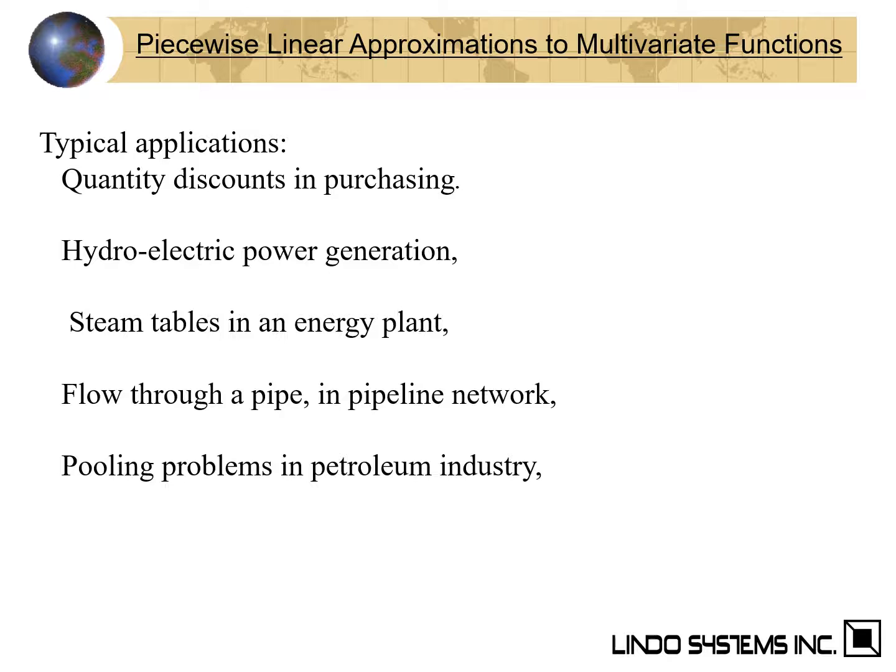The simplest one to understand is where you have quantity discounts in purchasing. Another slightly more complicated one is in hydroelectric power generation, where the amount of power that you get out of a turbine is a function of both the rate at which the water is flowing through the turbine and also the head or the pressure in the water. In an energy plant such as a refinery, steam tables are a way of representing this tabular relationship. So let's look at an example.